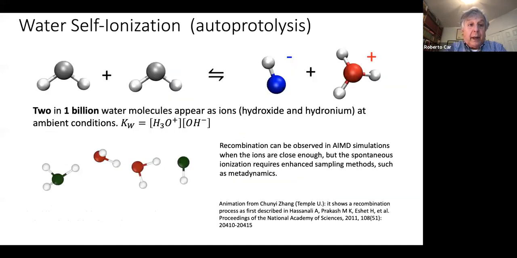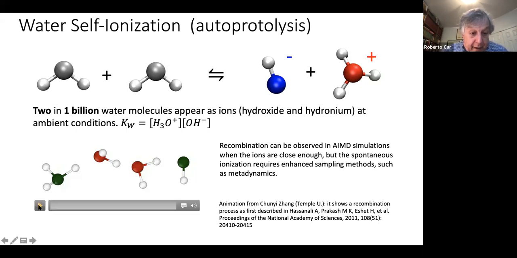Let me move on and discuss another example that has still not been published because we are studying the nuclear quantum effect on that, but here I will discuss only the classical level. So we know that the self-ionization of water is what gives rise to the pH of water, and a quantity that is called the Kw, the K factor of water, is given by the product of the concentration of the ions that are due to the dissociation of the water molecule. I have here an animation that shows the recombination of these two ions.